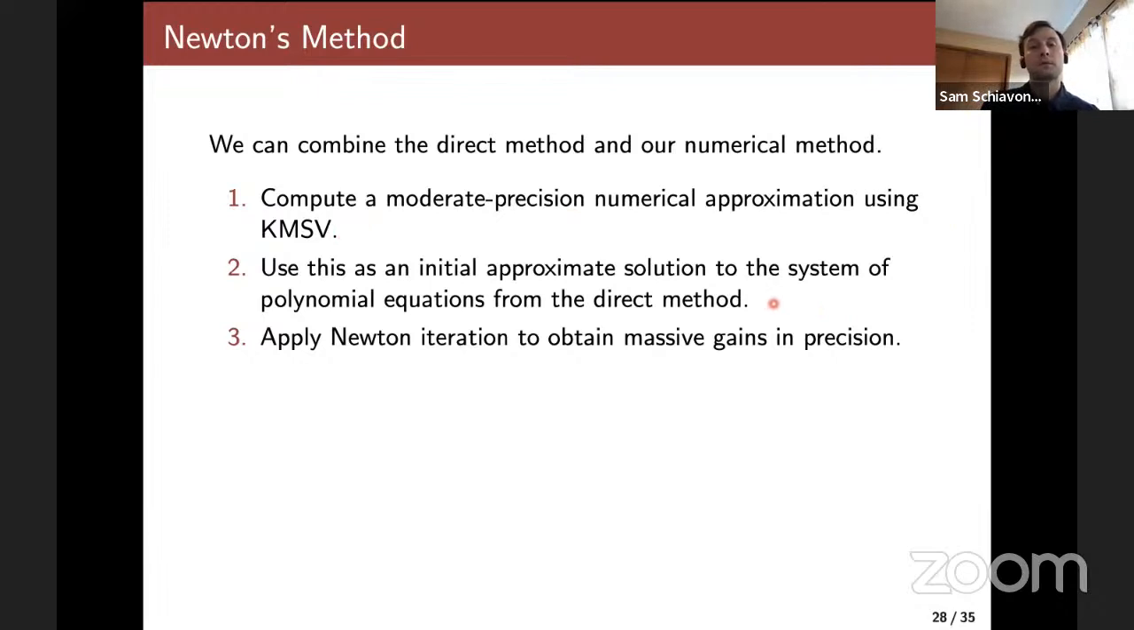Now, the problem with the Grobner basis method is that you didn't have a starting point, but since we can use our numerical method to get a starting point, we can then use this as an initial approximate solution to a system of polynomial equations that the coefficients of the map and the curve must satisfy. So the system that we wrote down from the direct method. And since we have a starting point and a system of equations, we can then apply Newton iteration to gain massive gains in precision.